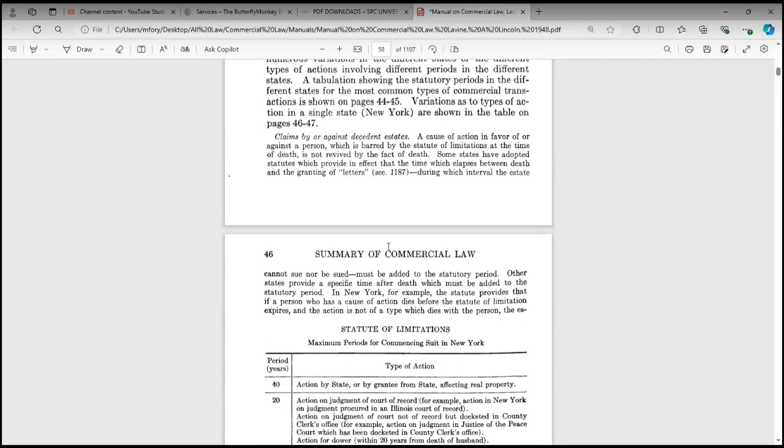Claims by or against decedent estates. A cause of action in favor of or against a person which is barred by the statute of limitations at the time of death is not revived by the fact of death. Some states have adopted statutes which provide, in effect, that the time which elapses between death and the granting of letters, during which interval the state cannot sue or be sued, must be added to the statutory period. Other states provide a specific time after the death which must be added to the statutory period.